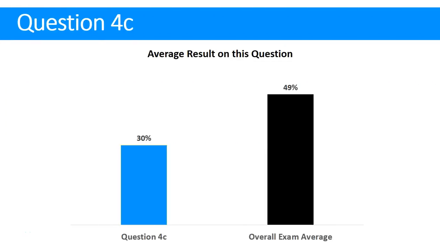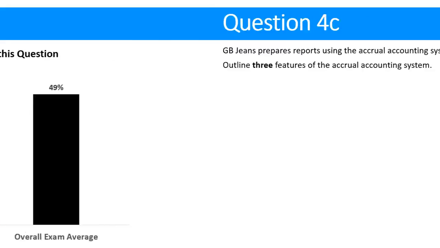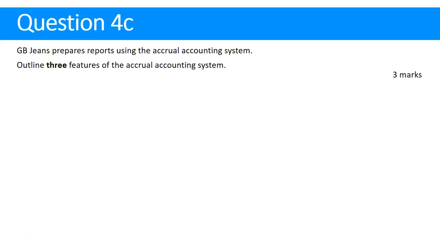The final part of question 4c was a little theory question for 3 marks, and it was not done well. The average was 30%, which is one of the lowest averages for the entire paper. And the reason is it asks about a particular topic, in this case accrual accounting, which is something that we do a lot, we apply it, but we may not understand it, like why are we doing the things that we do.